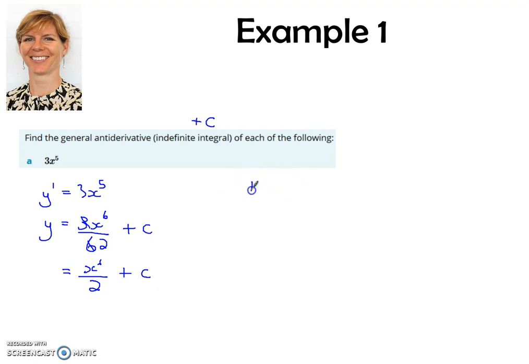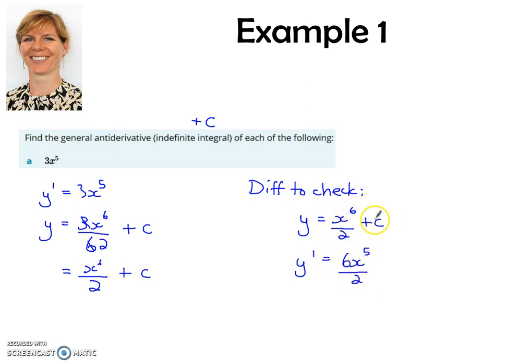Now, you can always differentiate it to check it. Okay, remember way back in sort of year 9 when we started teaching expansion and factorization of brackets? We said if you expand it, then you factorize it, or if you factorize it, you can check it by expanding it. You can do the same thing. So if you differentiate it to check, we've got y is x to the power of 6 over 2 plus c. Okay, the derivative of that, bring that down, 6, reduce the power by 1, 5 over 2, c disappears, that cancels out, 3x to the power of 5. Is that what we started with? Yes, it is. There, you got it right.